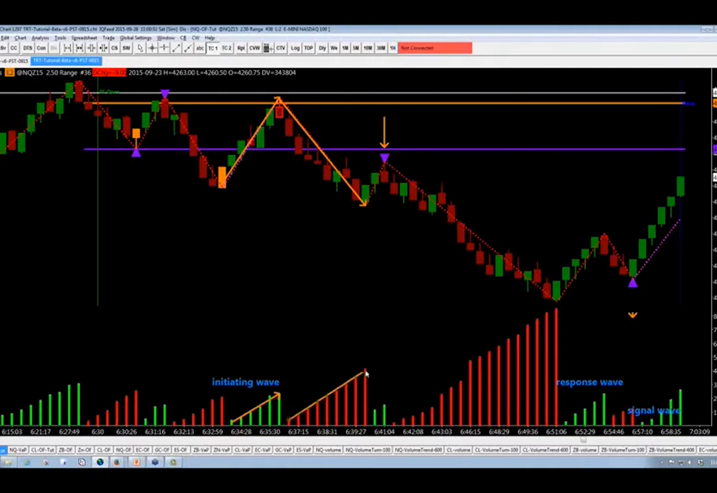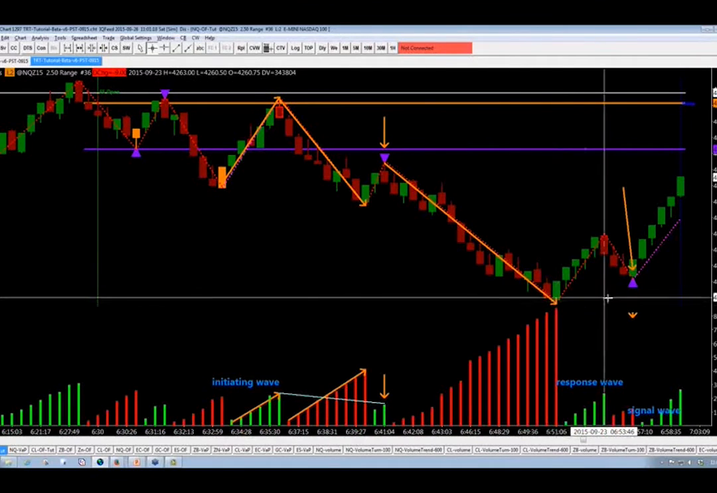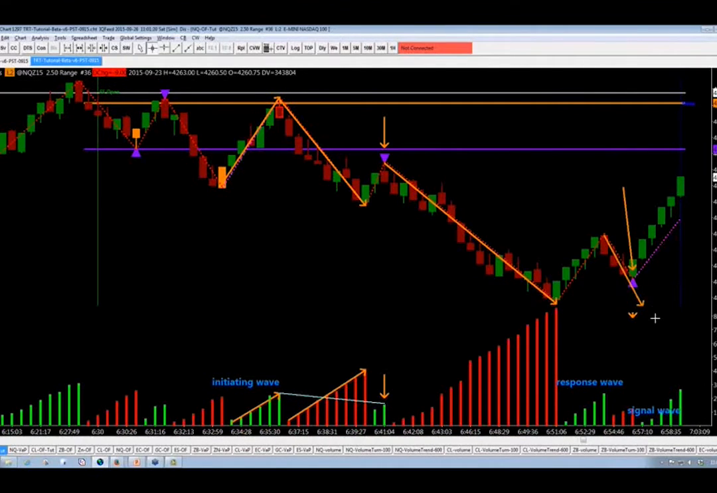Actually, there's even more volume in the response wave than the initiating wave, and then that's the signal wave, with less volume than the previous up wave. If the market's going up, there has to be more volume, not less. Same thing here. If the market's going down, a lot of people think the market's falling apart here. It is, for the moment. There has to be more volume in this wave for that to happen. And if there's not, they're in trouble.